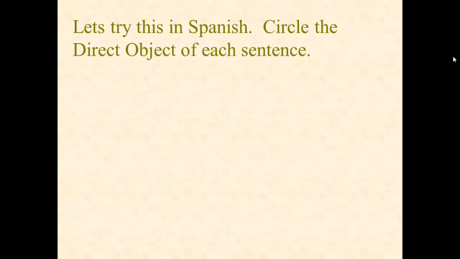Let's try this in Spanish. All right, you have Ana compra el vestido. All right, Ana buys a dress. What does she buy? El vestido. So we would put a circle around el vestido because that would be the direct object of the sentence.